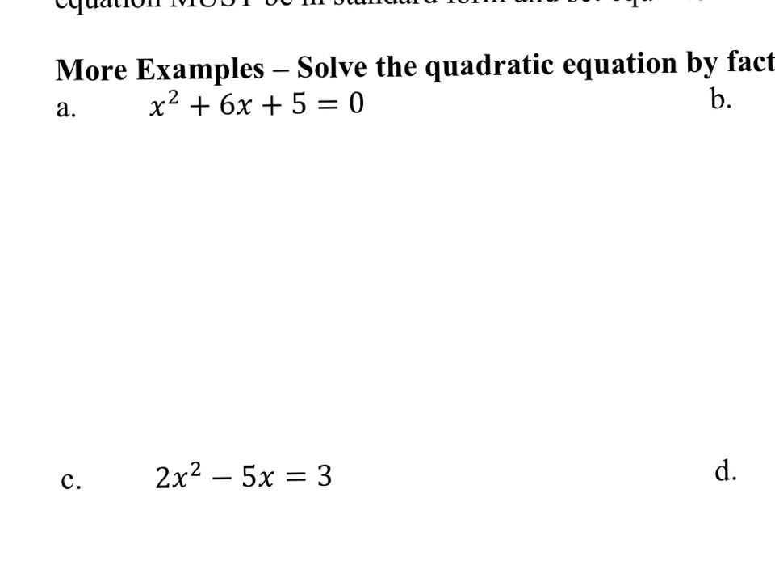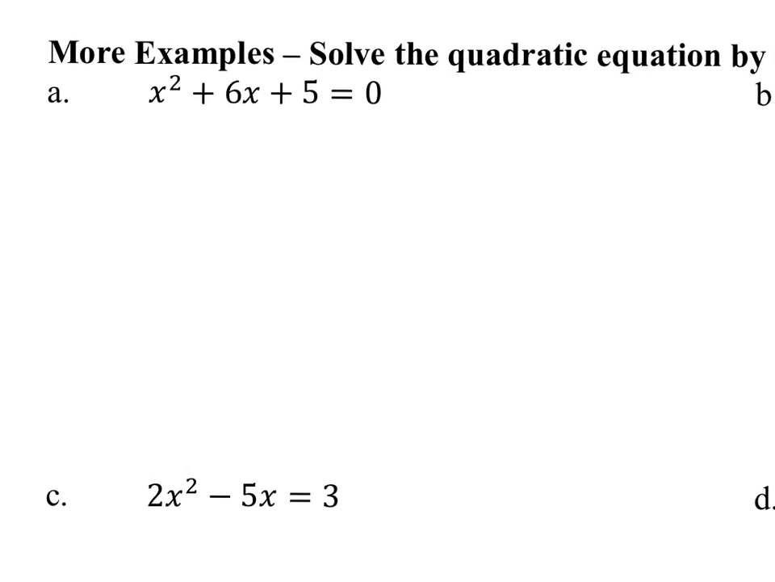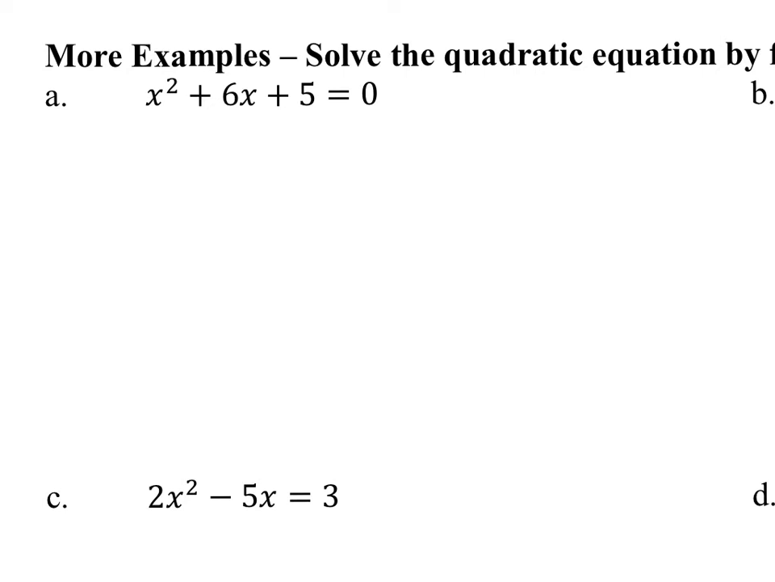So step 1, we're going to go ahead and go to the example. Step 1 is to make sure that this is in standard form. This is, in fact, in standard form, so we can go ahead right away and solve, okay? So what we are going to do is do our A, okay? A equals, B equals, and C equals, okay? So A equals 1, B equals 6, and C equals 5, okay?